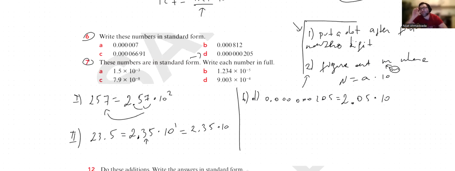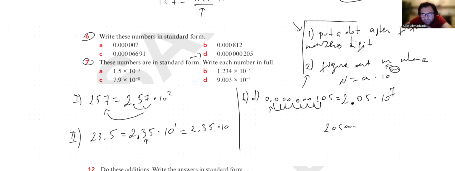What is that something? I see that my dot is after 2, but I need it to be somewhere else. How many places is the difference between 2 and the real dot? My dot is here, but I need the dot to be here. How many places do I have to go? 1, 2, 3, 4, 5, 6, 7. I have to go 7 places, so 10 to the power of 7. But I know that if I multiply 205 by 10 to the power of 7, it will be 205 and then a bunch of zeros.